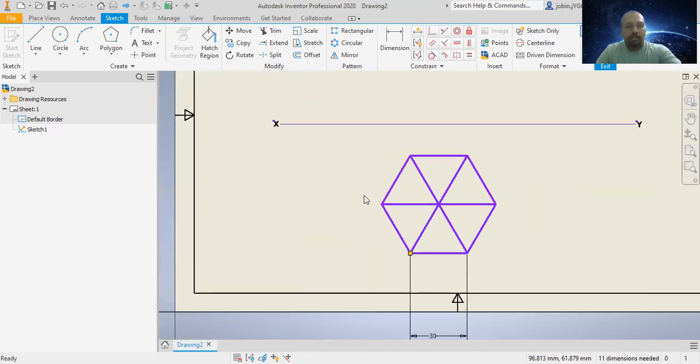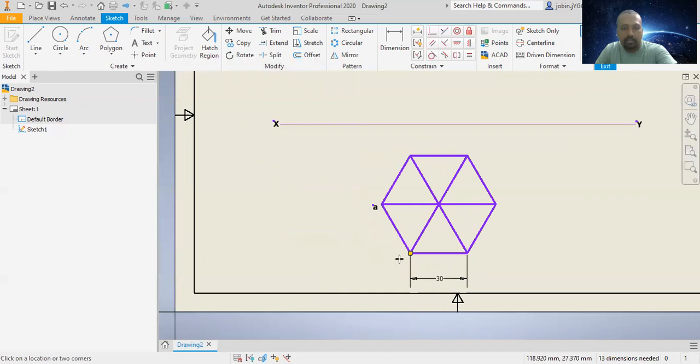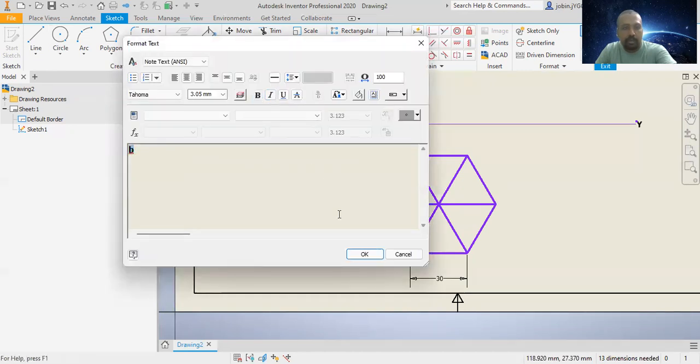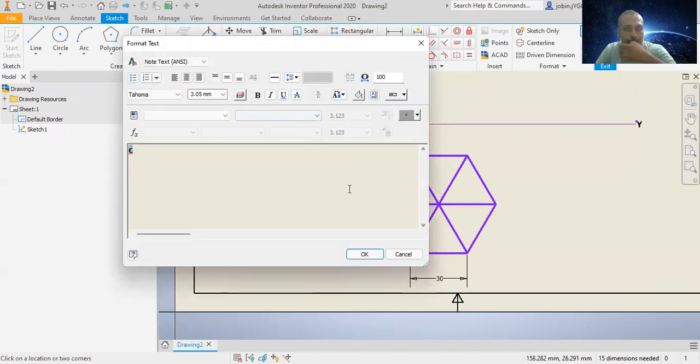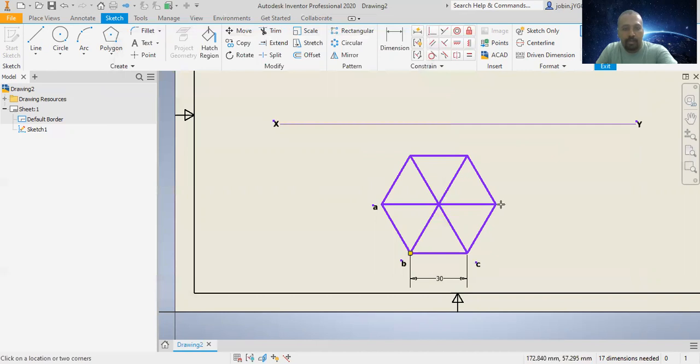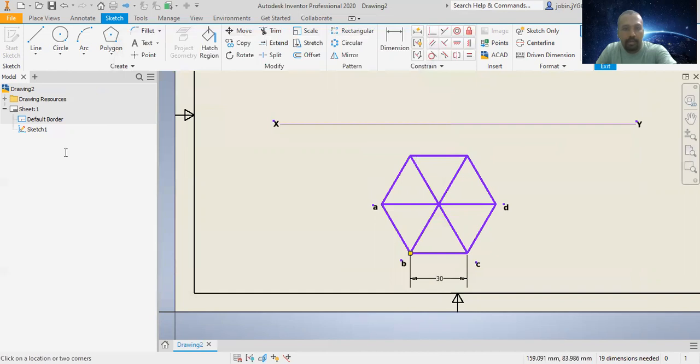Okay. So this is the top view. Then you have to name the corners. Here I will name this as small a. This is the top view, so you have to name this using small letters. Then a, b, this is the second corner. Then c, then d, then e, then f.